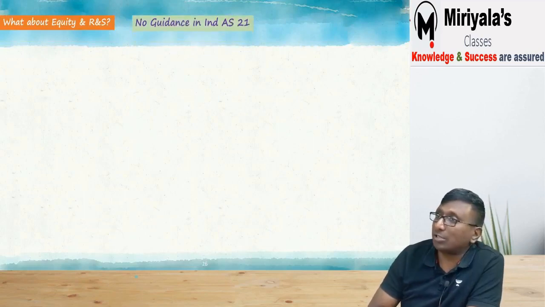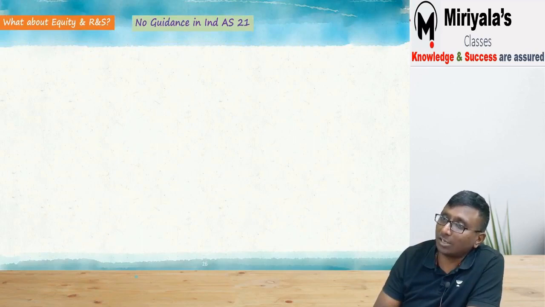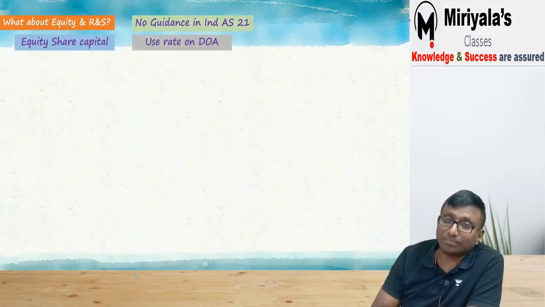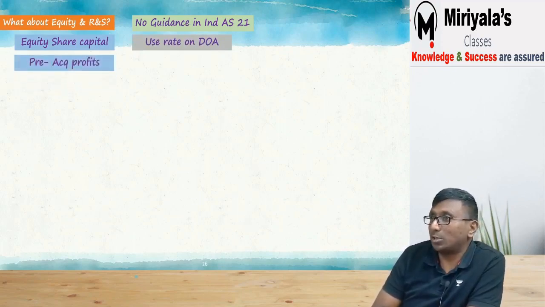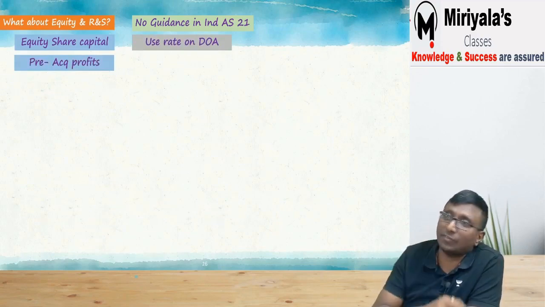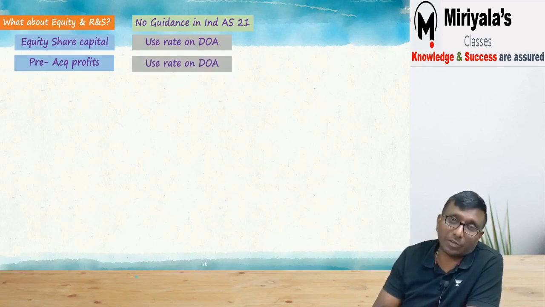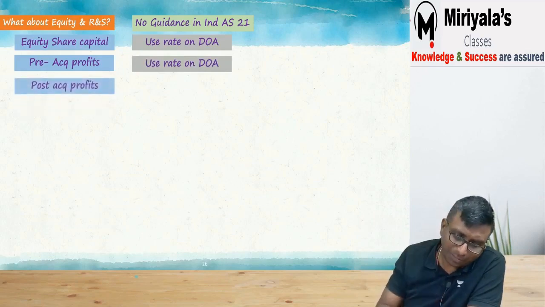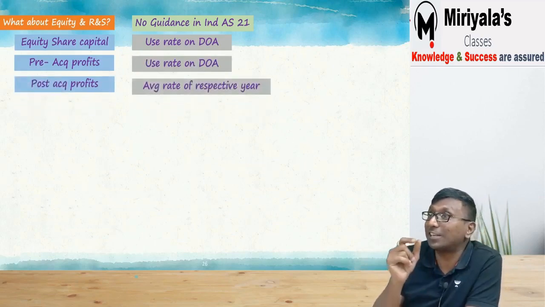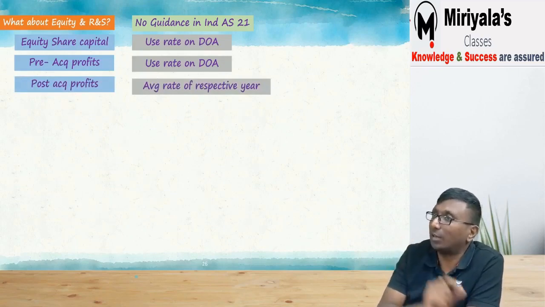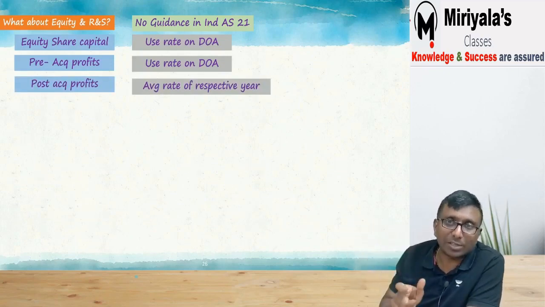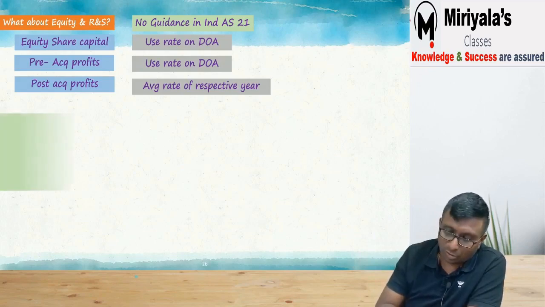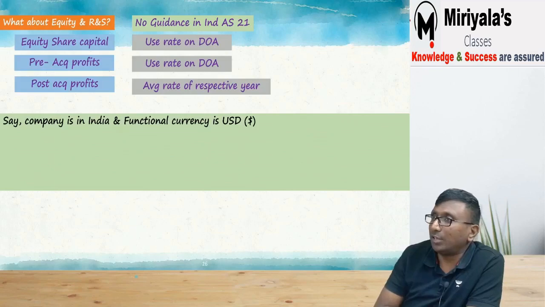What about equity and reserves, which I was telling? There is no guidance given by Accounting Standard 21. For equity share capital, as I told you, use the rate on the date of acquisition. Pre-acquisition profits means the profits, reserves and surplus which exist on the date of acquisition. Use the same rate on the date of acquisition. Post-acquisition profits, that is 19-20, 20-21, 22-23, 23-24, take the average rate of the respective year. Have you understood? Because there is no clarity given, that is the best way.